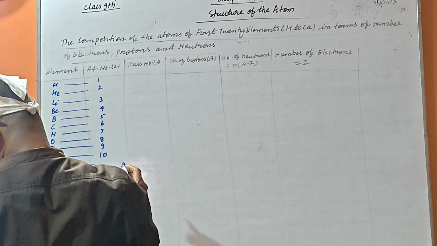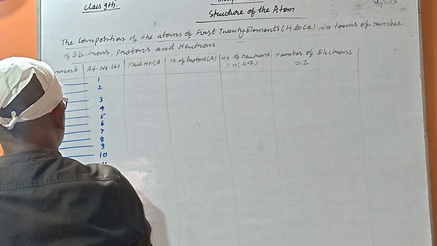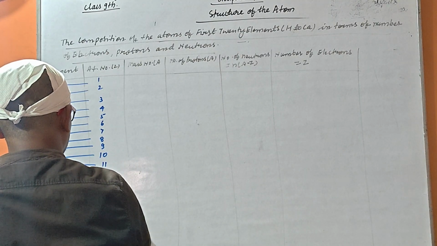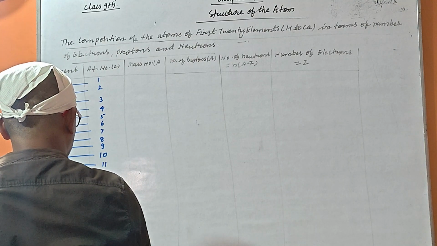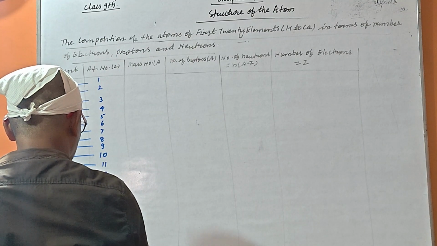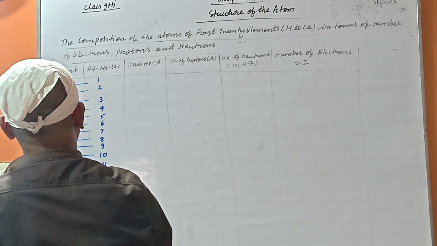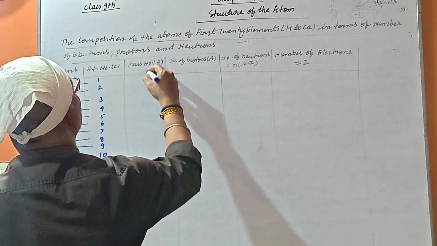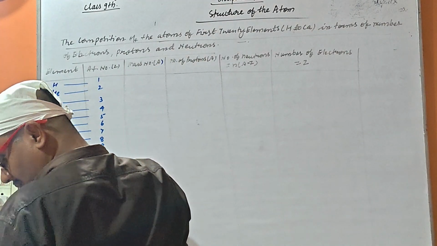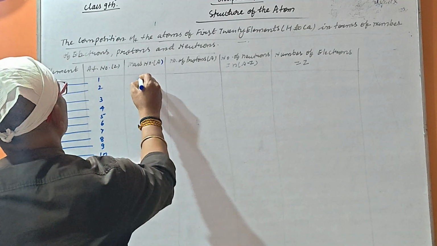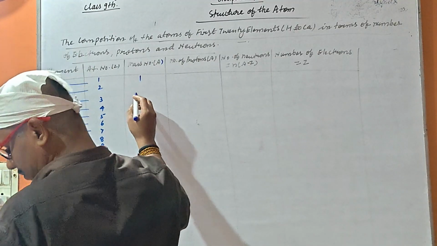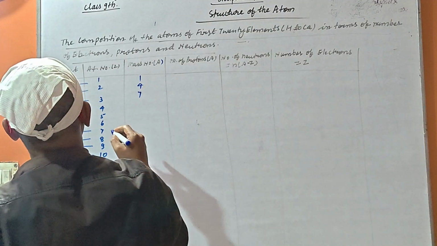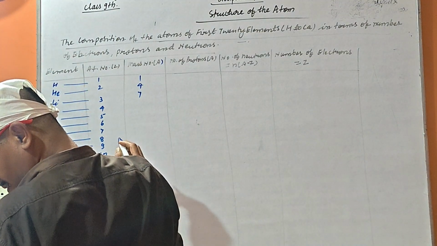Atomic numbers go from 1 up to 20. After that you can write the mass number. Mass number of hydrogen is 1. Mass number of helium is 4. Mass number of lithium is 7.